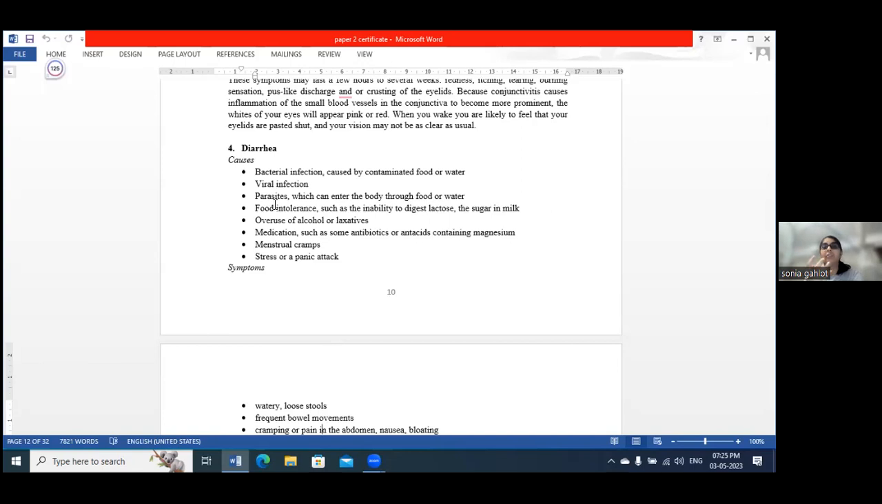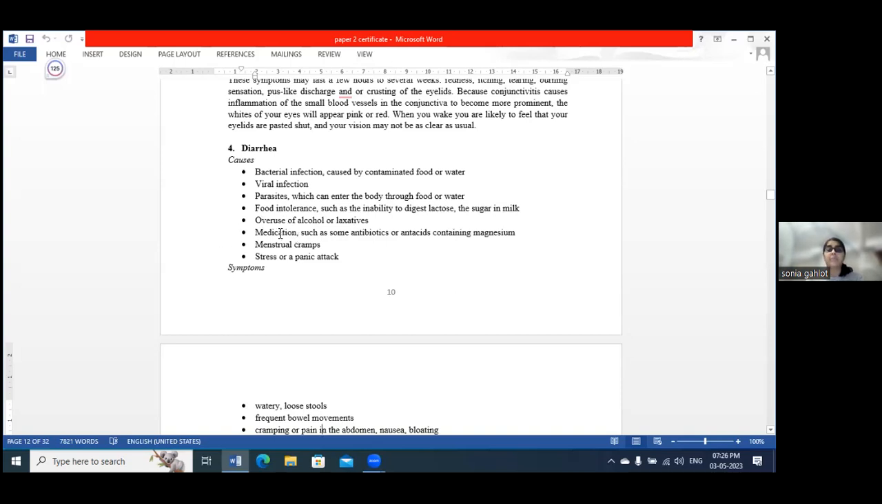Then there is food intolerance, like those who do not have the ability to digest lactose. Lactose is a type of sugar that is present in dairy products, for example, milk and milk products, right? Many people cannot digest this lactose. So that is food intolerance, because of which diarrhea takes place. Then overuse of alcohol.